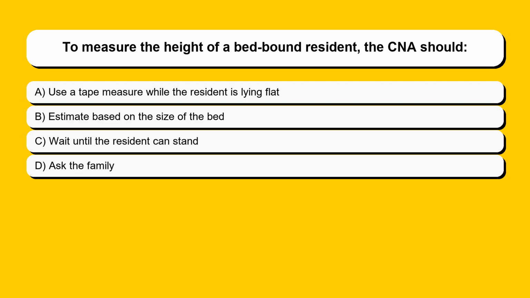Question 11. To measure the height of a bedbound resident, the CNA should: Option A, use a tape measure while the resident is lying flat. Option B, estimate based on the size of the bed. Option C, wait until the resident can stand. Option D, ask the family.